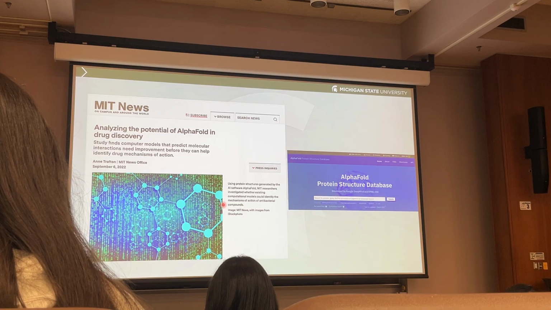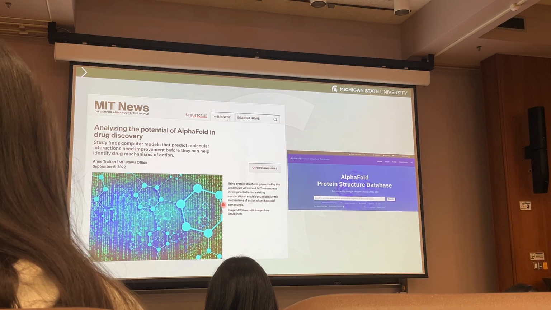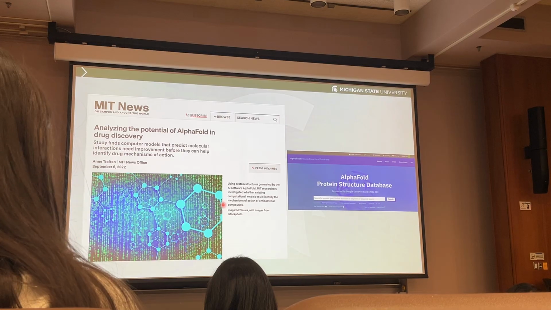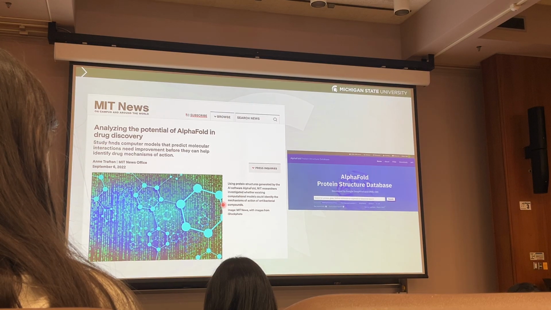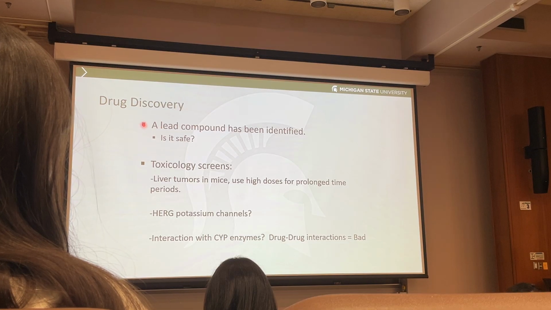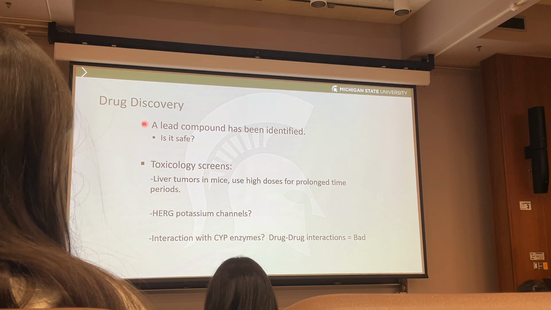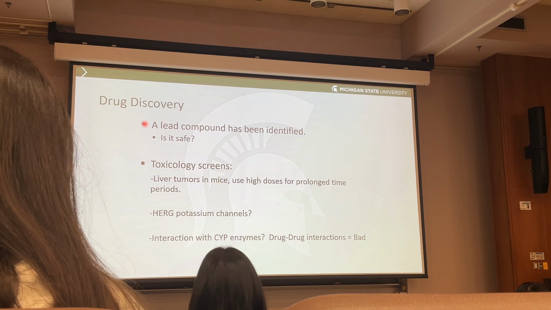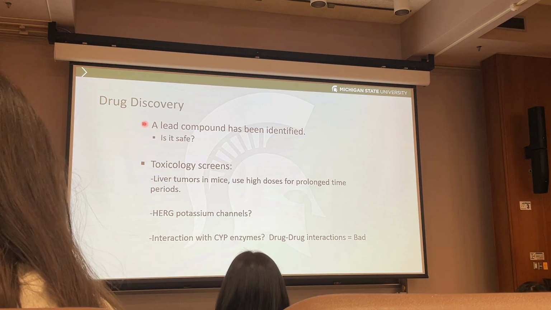So here's an example of where they're trying to use an AI-generated model to produce potential candidates. Okay, so everything is successful so far. We've got a lead molecule we believe we can develop into a candidate, but of course we have to make sure that this is going to be safe, right?